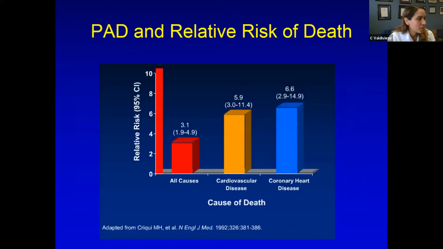And then here, peripheral artery disease and the relative risk of death. The relative risk of PAD and death, you can see here, for all-cause mortality, if I move my mouse here, is 3.1. With cardiovascular disease, 5.9, and coronary heart disease, the relative risk definitely increases.